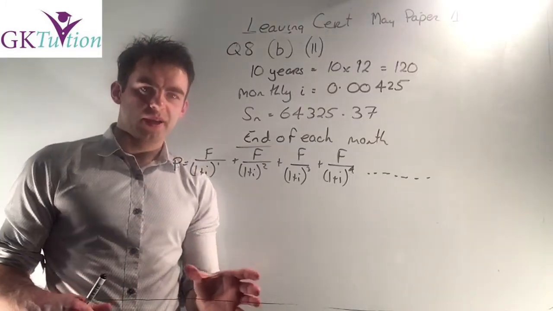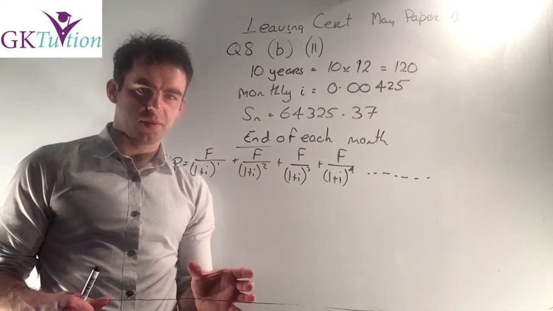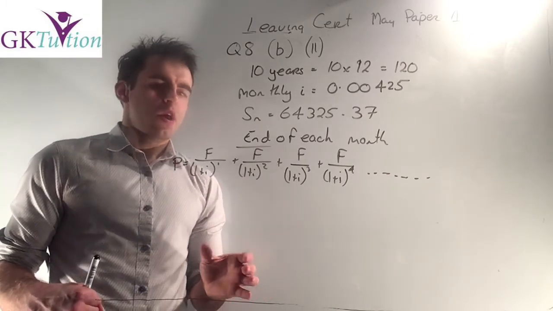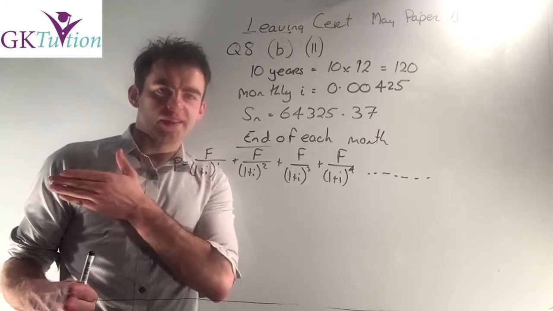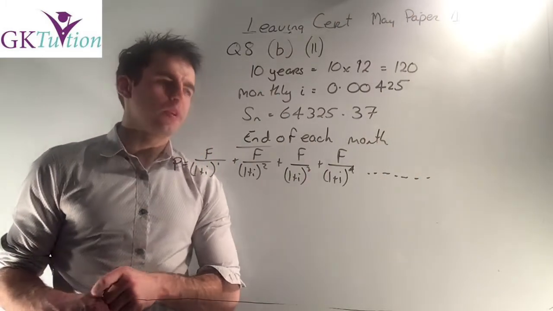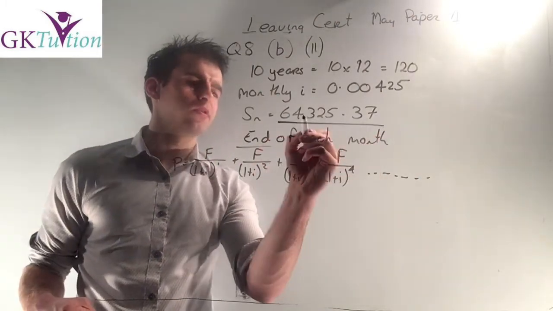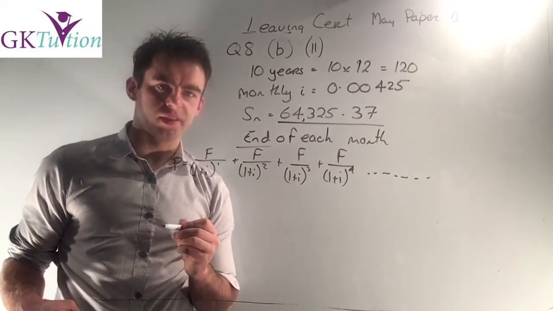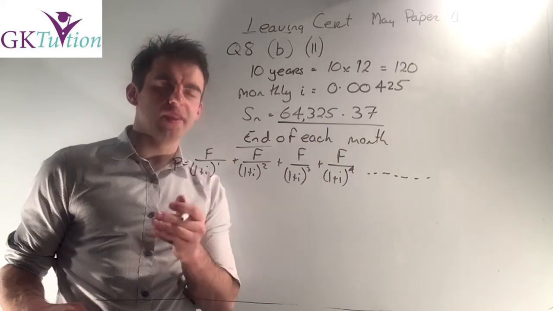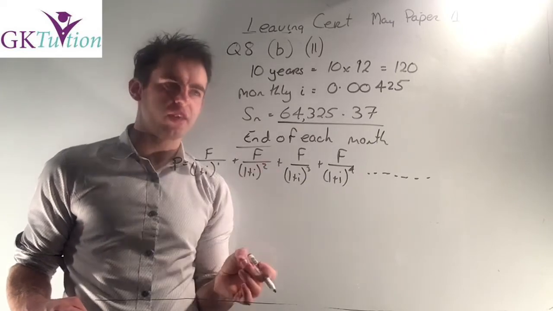Okay, so I want to spend a bit of time explaining this one, because I think a lot of people are still struggling with this. We're told that now, it's 18 months after she borrowed the money. And we now know that she owes them 64,325.37. And she has decided to pay them back on a monthly basis for 10 years.